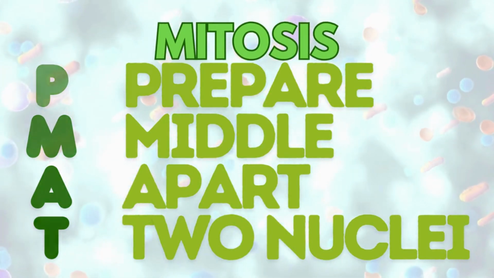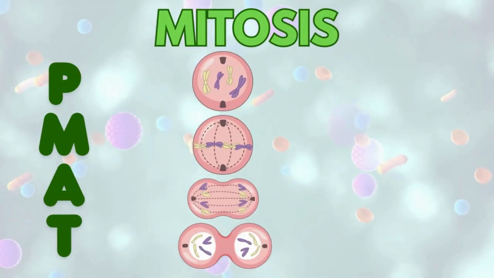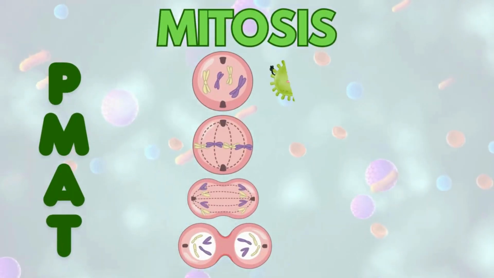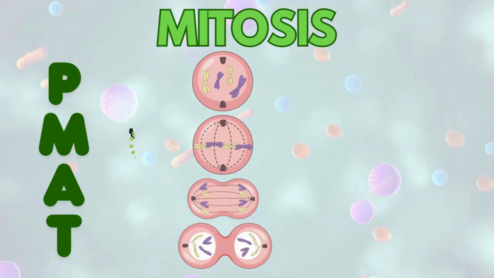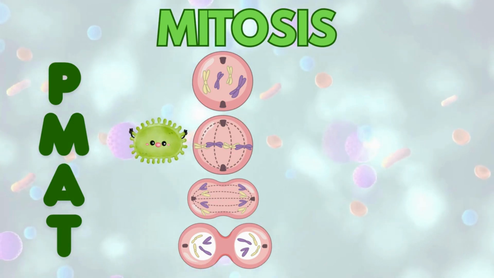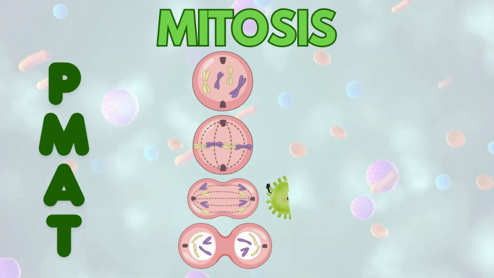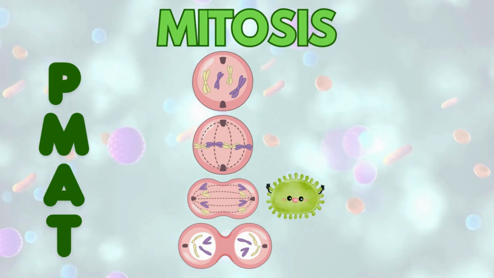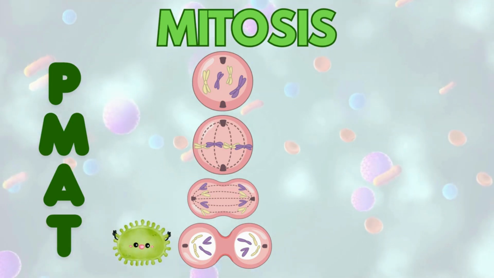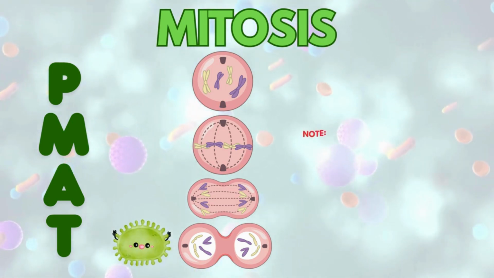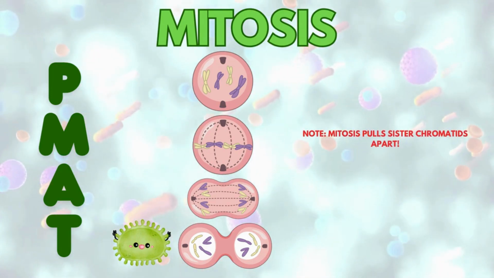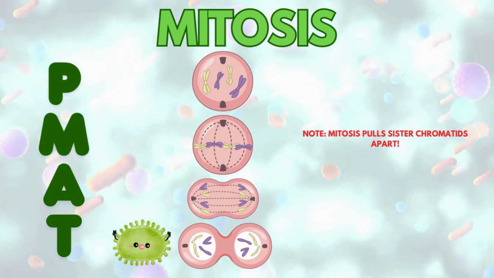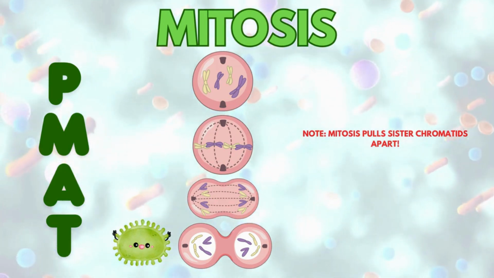Now, let's look at it in a more visual sense. Here are the stages of mitosis. During prophase, the chromosomes are just floating around and being prepared to be pulled apart. In metaphase, they line up in the middle. Anaphase is when the chromosomes are pulled apart, and telophase is when they create 2 new nuclei. We should also keep in mind that during mitosis, sister chromatids are pulled apart, which can be a little bit confusing when comparing it to meiosis, but we'll get into that.